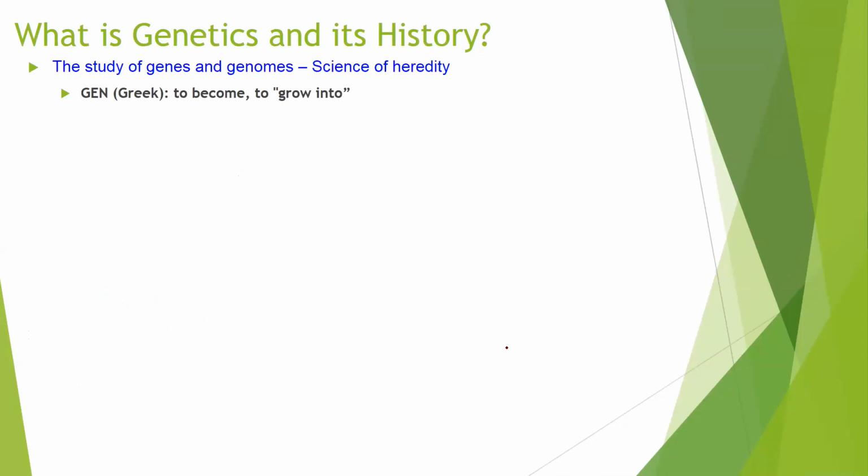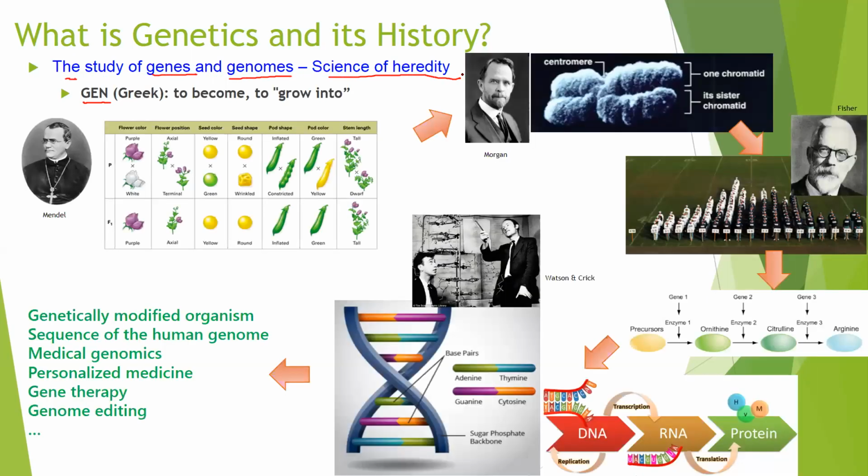So this is a genetics class, and what is genetics and what is its history? The GEN in genetics is from Greek. It means to become or grow into. This discipline, this field, is the study of genes and genomes. It is also called the science of heredity.